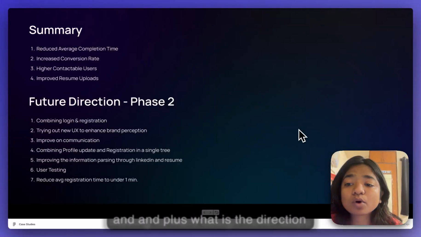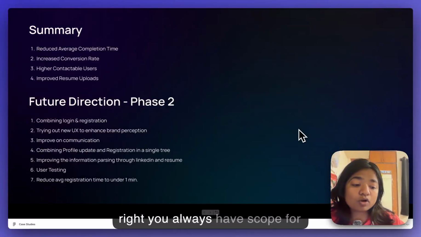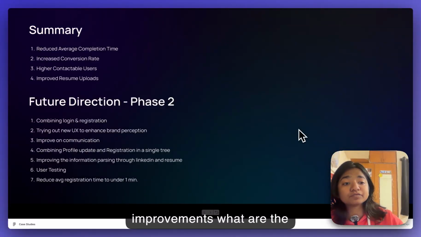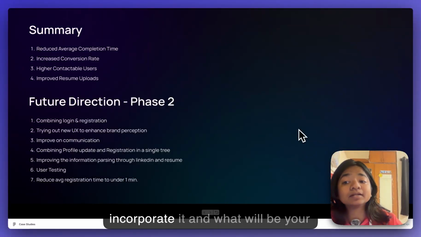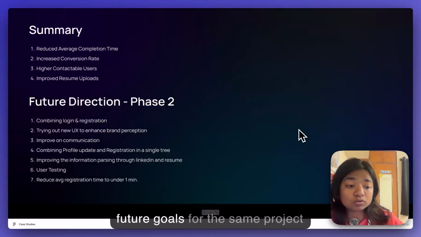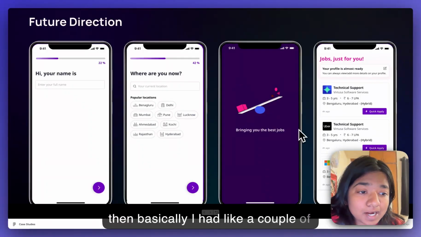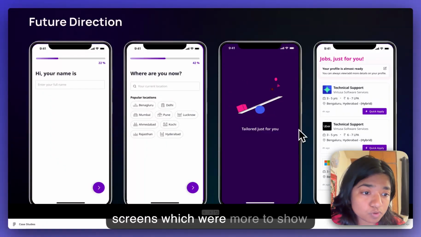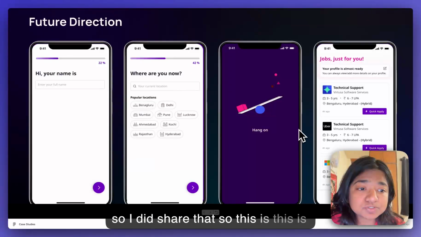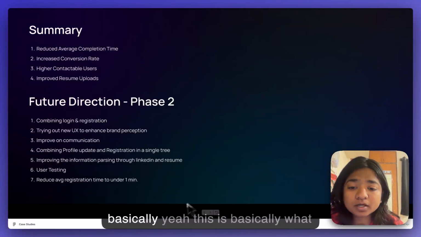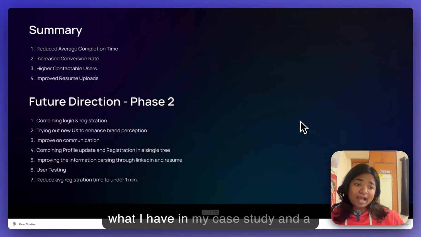and plus what is the direction moving forward. Design never stops, right? You always have scope for improvement. So what are the feedbacks you got from your first design, and how you're trying to incorporate them, and what will be your future goals for the same project. Then basically I had a couple of screens which were more to show, so I did share that. So this is basically what I have in my case study.